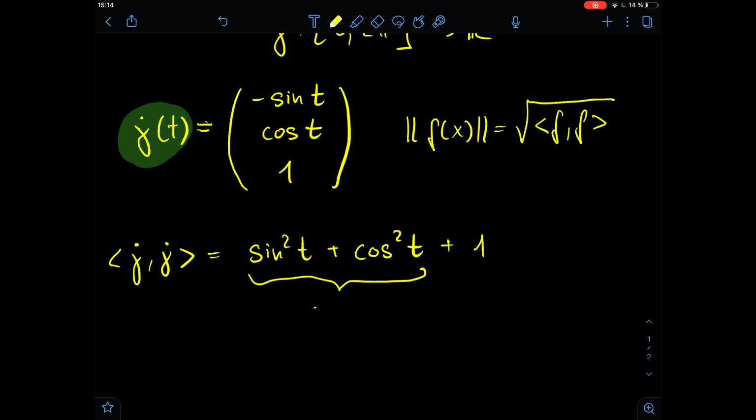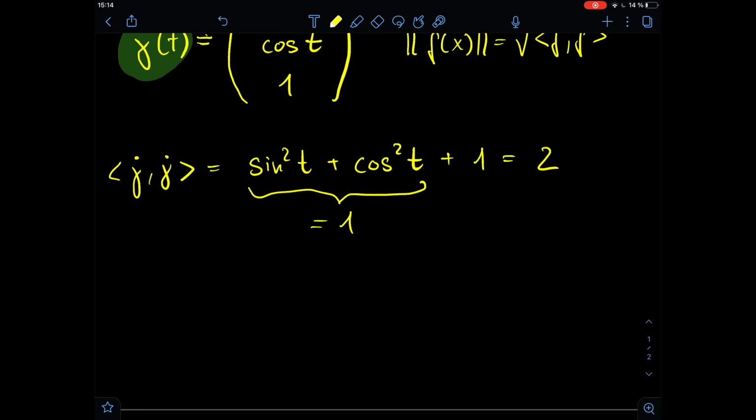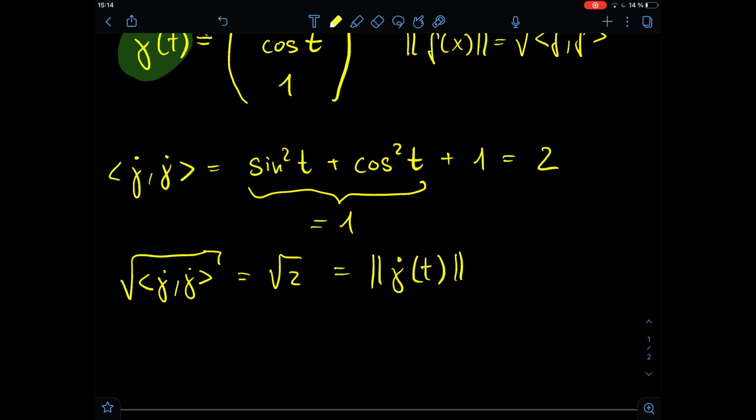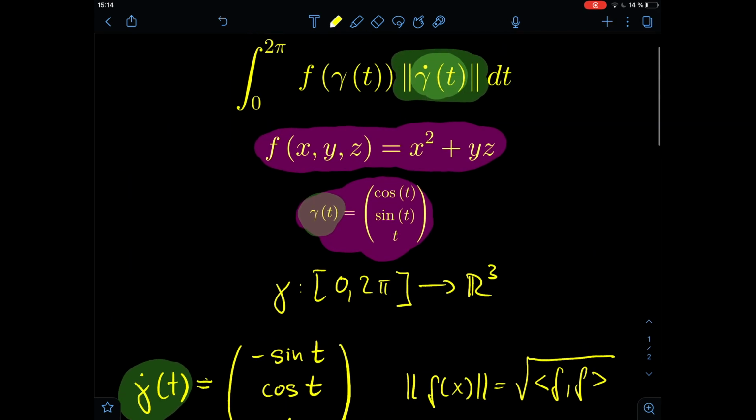And the cool thing here is that sine squared plus cosine squared is equal to 1, so in the end we will get 2 for the scalar product. And now all we have to do is take the square root of it, and that's quite simple. So the square root of gamma dot with itself will be the square root of 2, and this is the norm of the derivative of gamma of t. So we're quite far. What do we have to do now? Let's take a look at the integral again.